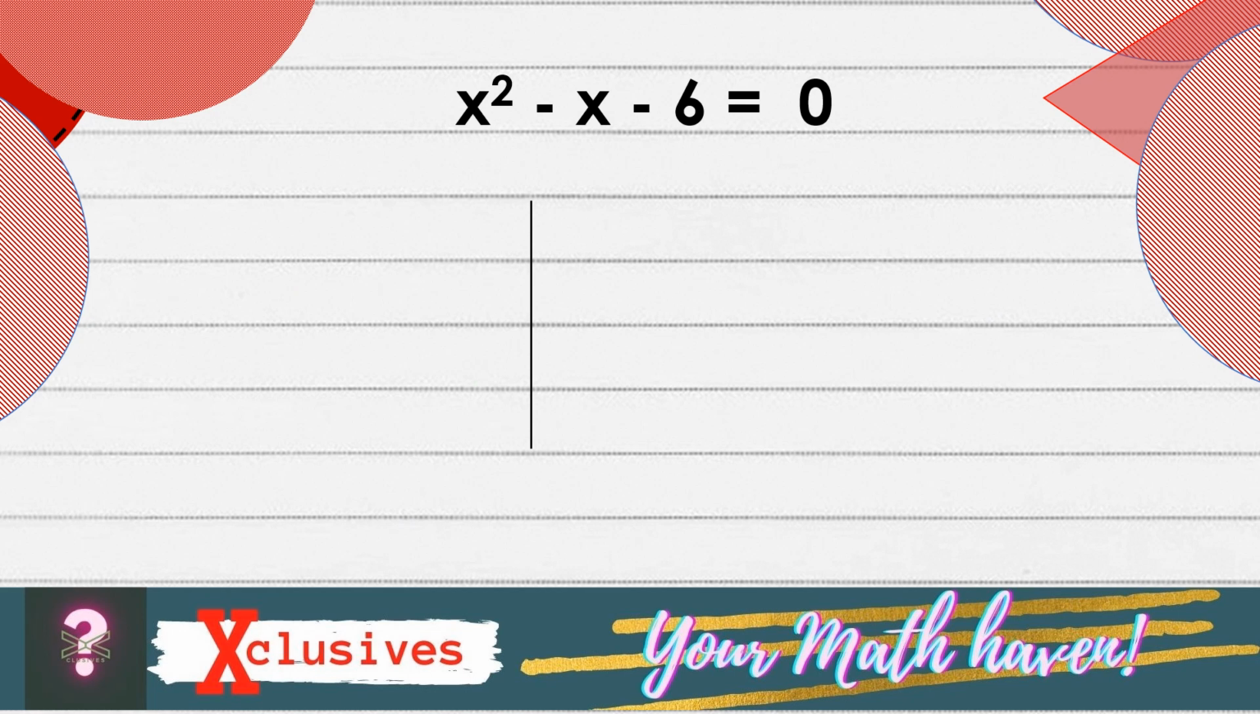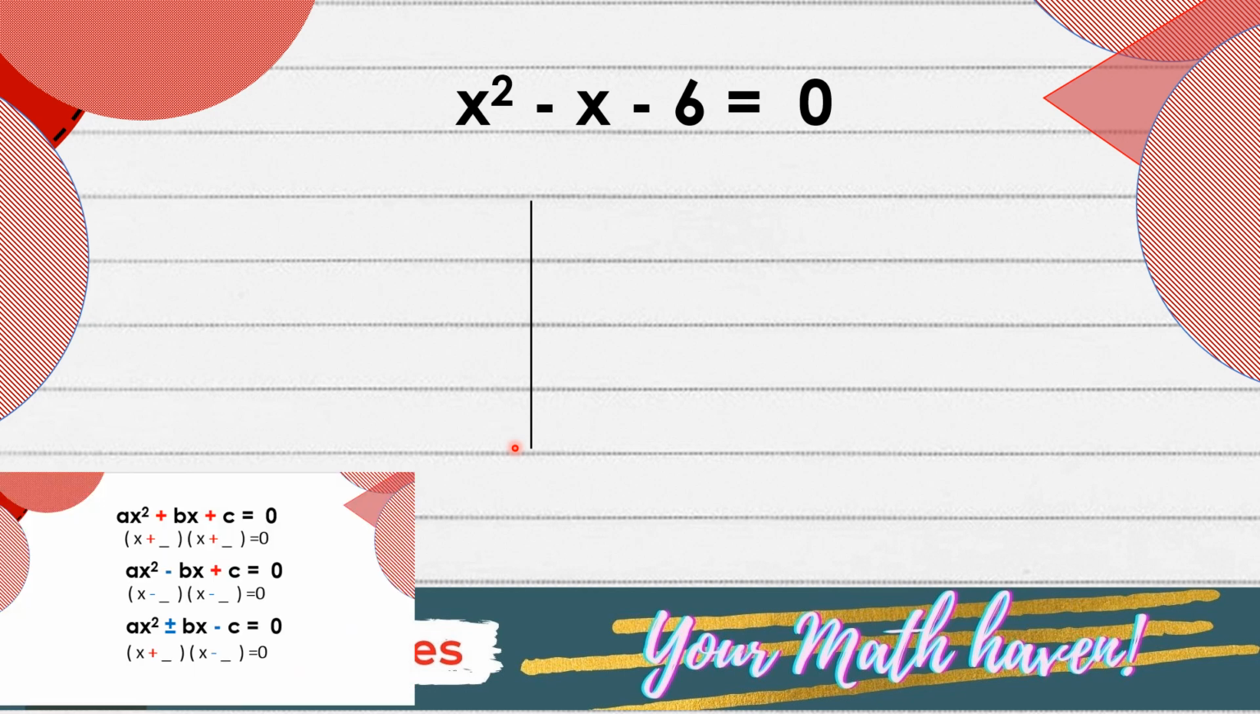For our third example, we are given x squared minus x minus 6 is equal to 0. Now let us look again at our pattern. Our b is negative and our c is also negative. So therefore, we are going to use the third pattern. And the pattern is x plus and x minus, or we could use x minus and x plus. Either of the two is just the same.